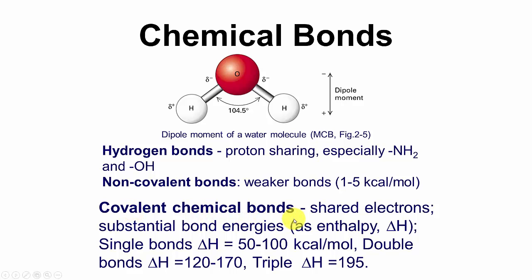Covalent chemical bonding has shared electrons, with substantial bond energies as enthalpies. Single bonds have an enthalpy of 50 to 100 kcals per mole. Double bonds are 120 to 170 kcals per mole, and triple bonds are about 195 kcals per mole.